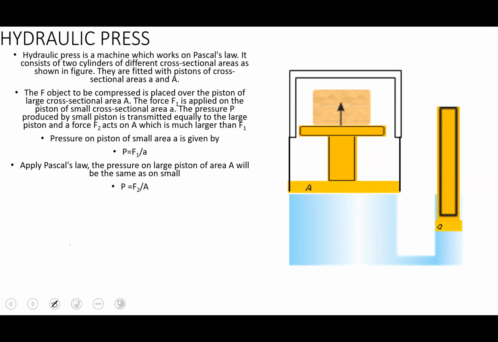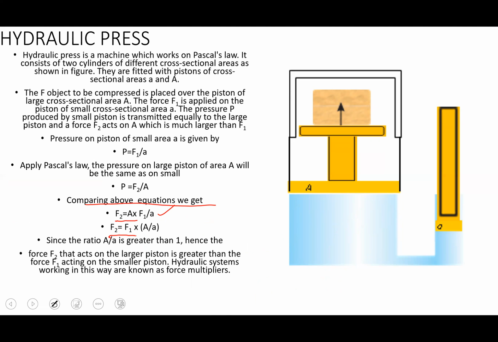Let us read about it. Comparing the above equations, we get F2 is equal to A into F1 over small a. We get F2 is equal to F1 into capital A divided by small a. Since the ratio capital A divided by small a is greater than 1, the force F2 acting on the larger piston is greater than the force F1 acting on the smaller piston. Hydraulic systems working in this way are known as force multipliers. So this ratio is known as the force multiplier.